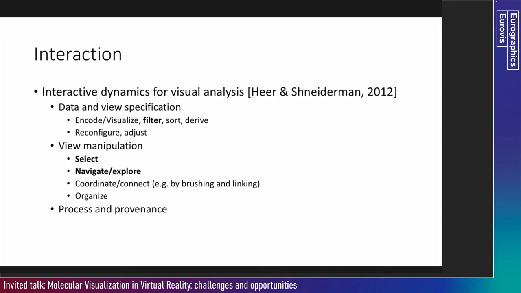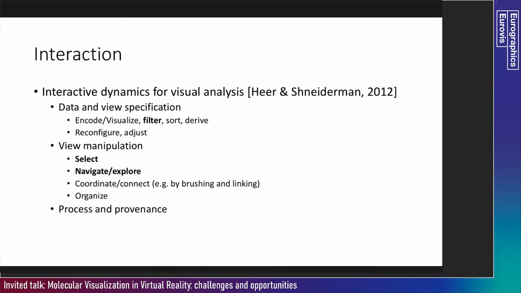So if we think of the taxonomy by Heer and Shneiderman, we could divide the interaction techniques for visual analysis into these three categories: data and view specification, view manipulation, and process and provenance. From those, I will only comment on some cases, such as filtering, selection, and navigation or exploring in virtual reality headsets. But you know, there are other different tasks that could be analyzed.